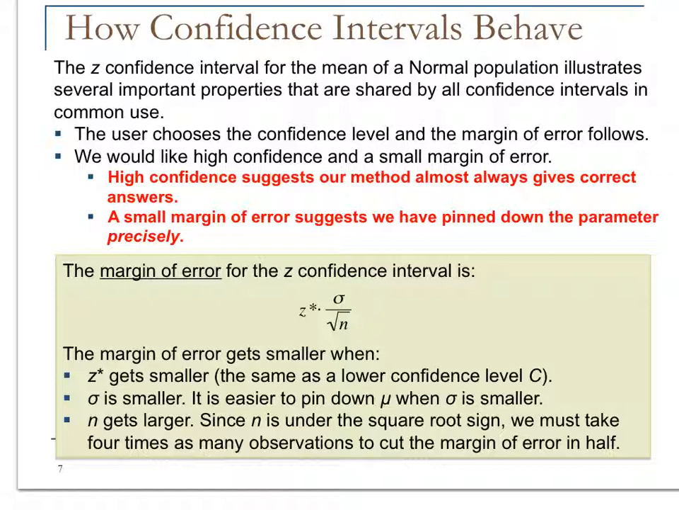Here it's made up of two things. We have your critical value times your standard deviation. So you can look at this and say, well, I can manipulate how wide or how narrow I want my confidence interval to be based on what level of C I choose, what level of confidence I choose, right?